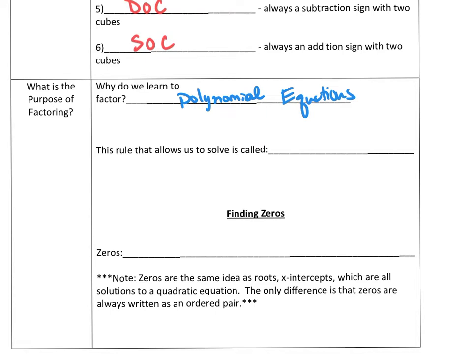So now we have this thing called ZPP, or zero product property. ZPP is what our initials are for zero product property. It's a very, very important property that we talk about. And this allows us to solve those polynomial equations with powers more than 1.